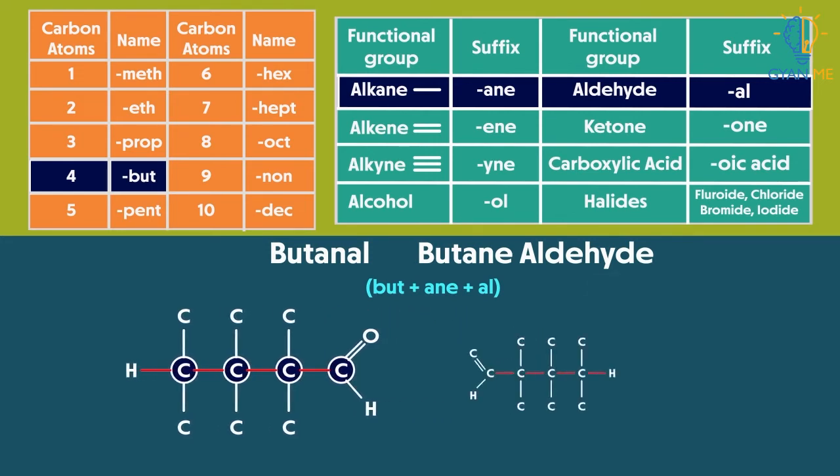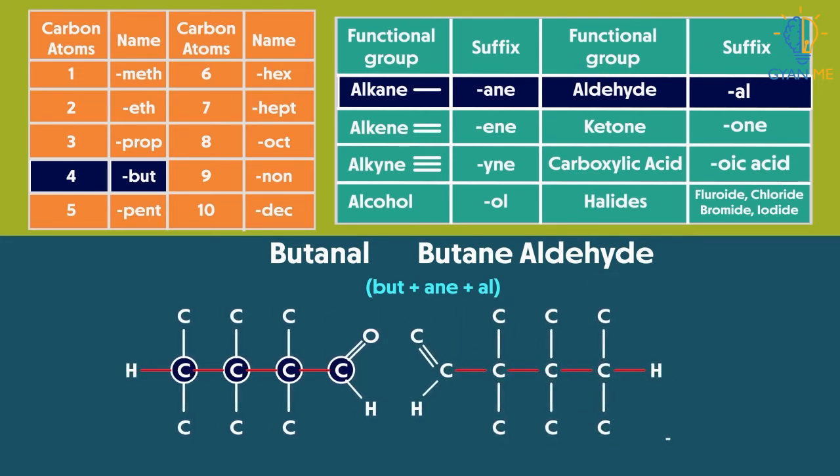Now look at this structure. Is it the same as this one? Will it also be butanal? Yes, it will be. Here there is just a change in position of the aldehyde group. In both the cases, they are at the ends, isn't it? Yes. Or let me say it this way, in both the cases, the functional group is present on the first carbon of the chain, and thus the name is the same for both of them.